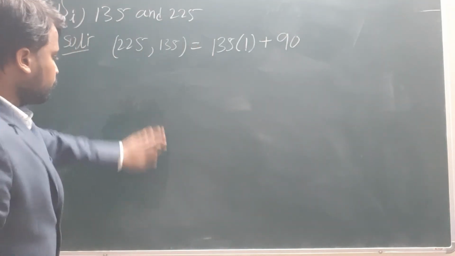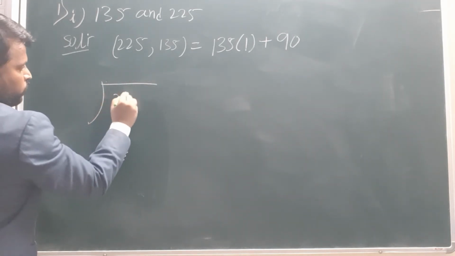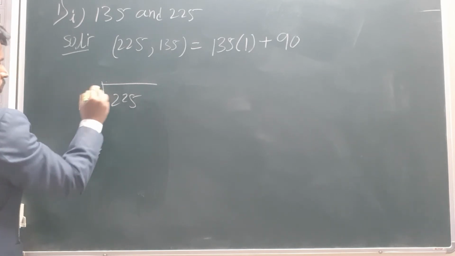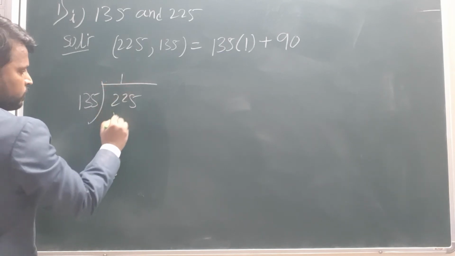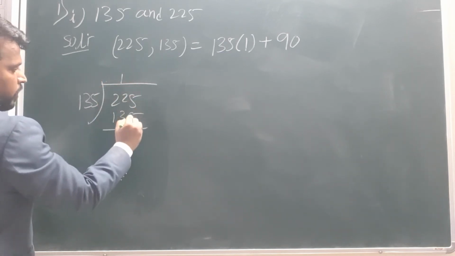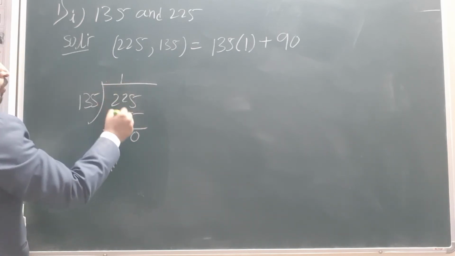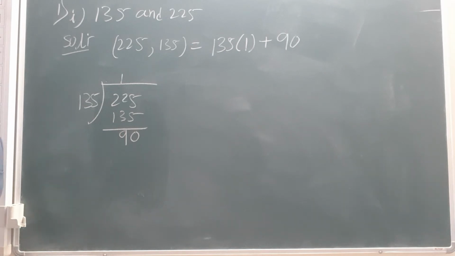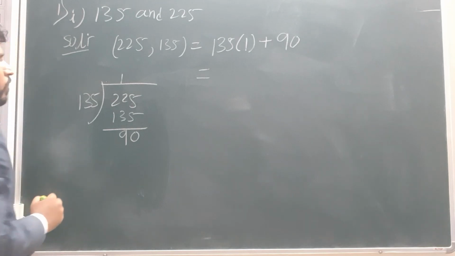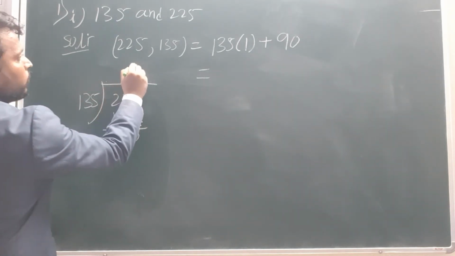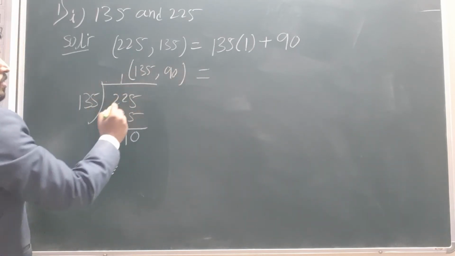See here, here I am solving the rough work with 225. You can do division. If you cannot solve it directly, you can do the division here. 135 ones are 135. 5 minus 5, 0. Next, 2 minus 3 not possible, so again we will borrow, and 12 minus 3, 9. Okay. So the remainder will come as 90. Next, the second step: 135, 90. Right? This is the second step.